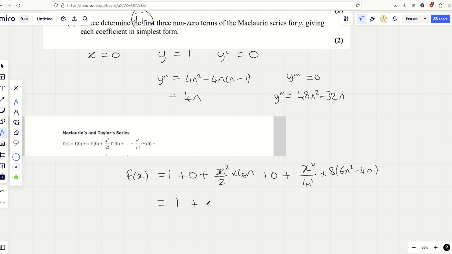At the end we've got 1 plus 2nx squared plus, you're going to be left with a 3 there on the bottom, which I don't think you can get rid of, but the 4 and the 2 will cancel with the 8, so let's make that a 3. And so you're going to have 6n squared minus 4n over 3 x to the 4, I think. Yeah, cool. Okay, hope that made sense.